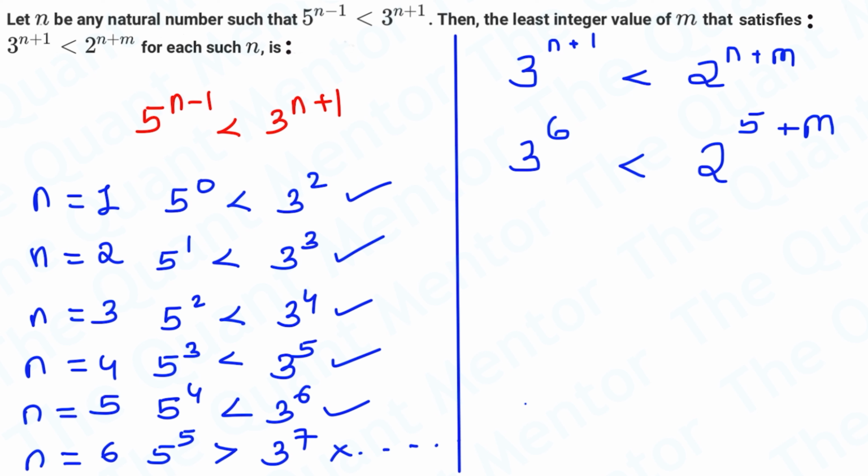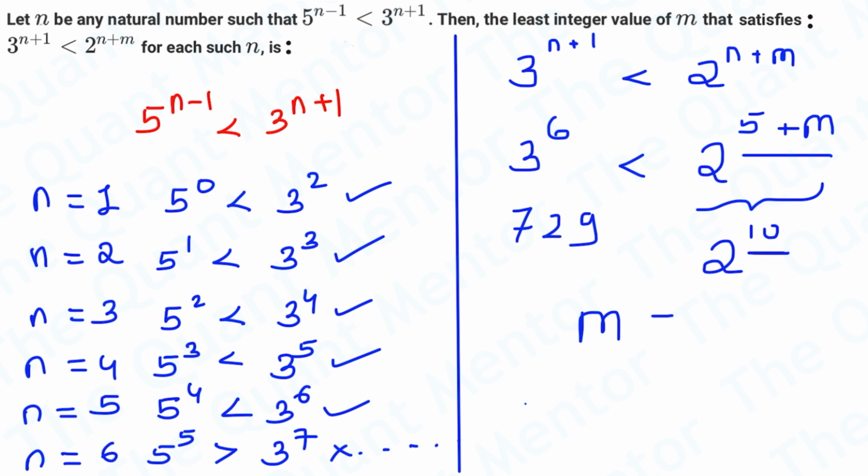3^6 is 729. Okay. Now I want a power of 2 which is more than 729. Right. So 512 is less than 729. 1024 is just more than 729. Right. So I need this to be at least 1024 which is 2^10. So 5 plus m should be minimum equal to 10. And that's how m should be minimum equal to 5.